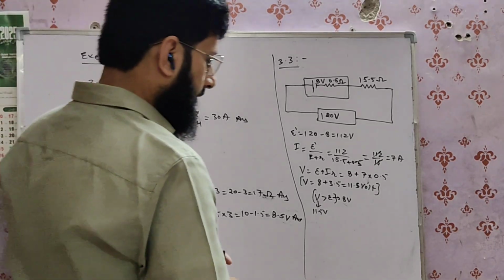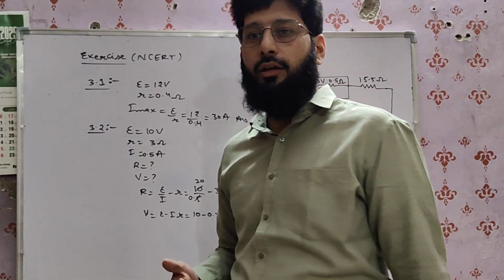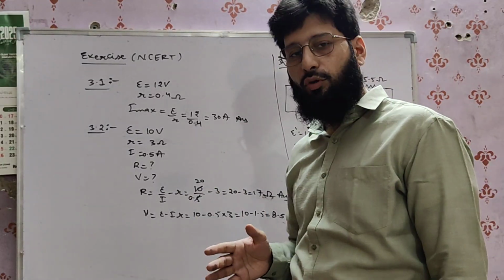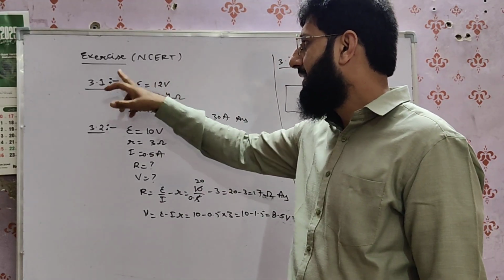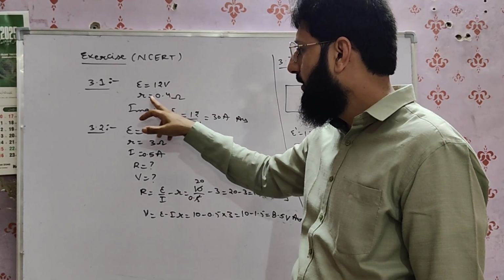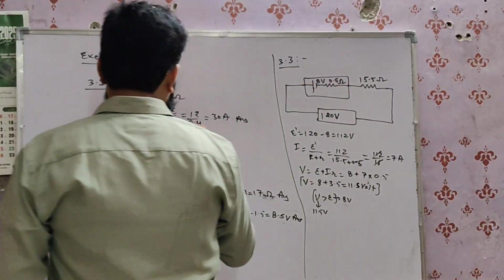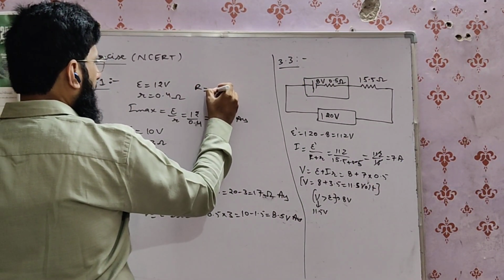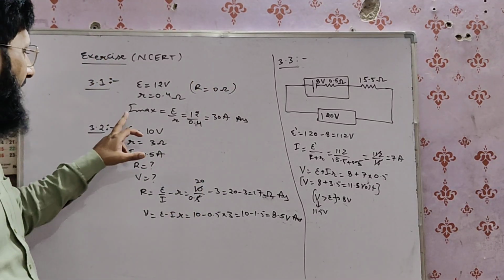So students, now let's do some questions on the topics we have done, related to NCERT. This is the NCERT exercise question 3.1. In that question, EMF is given as 12 volt, internal resistance of the cell is given 0.4 ohm, and the outer resistance is negligible or 0. So what is the maximum current?